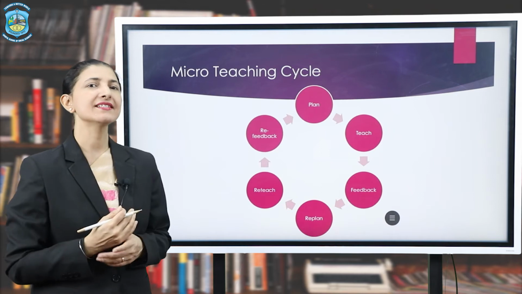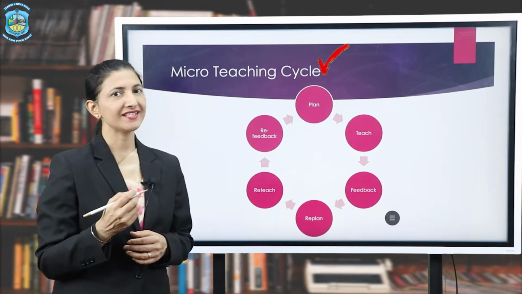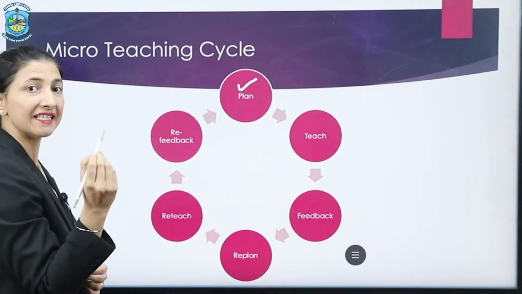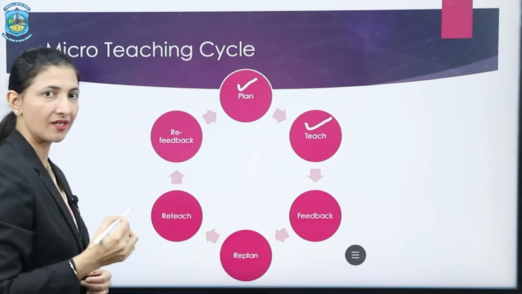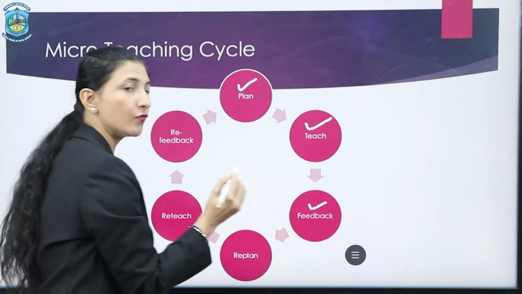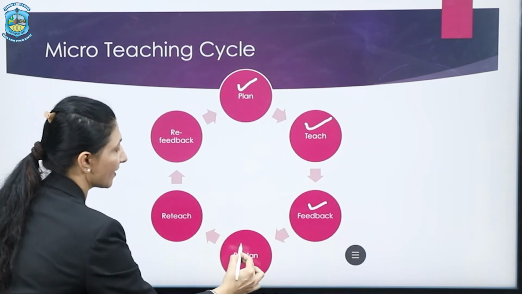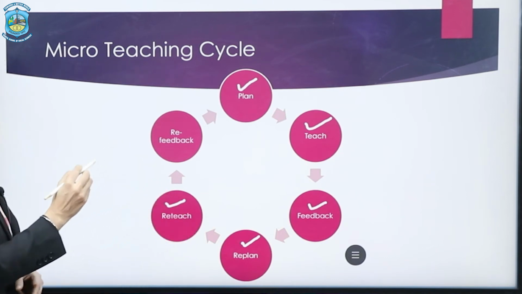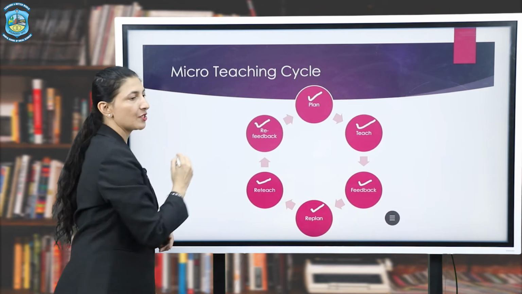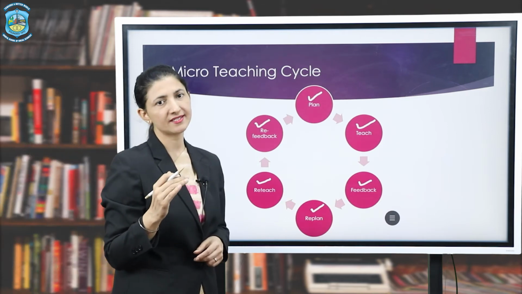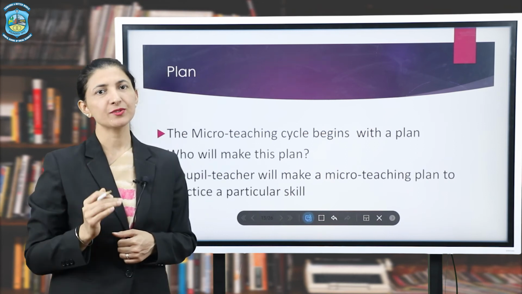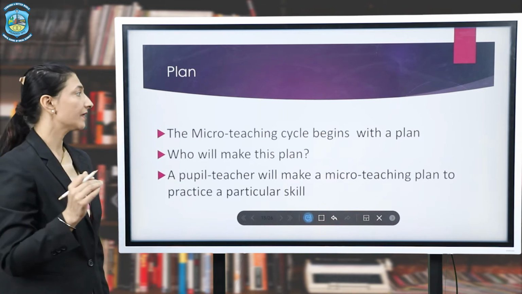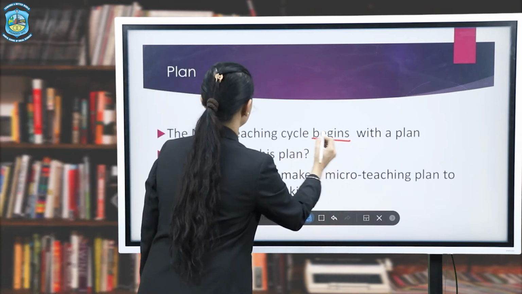Now let's discuss in detail the stages of the micro-teaching cycle. The first stage is to plan, then second, teach, then feedback, then replan, reteach and re-feedback. We'll be discussing all these stages in detail. The first stage of the micro-teaching cycle is plan. The micro-teaching cycle begins with a plan.